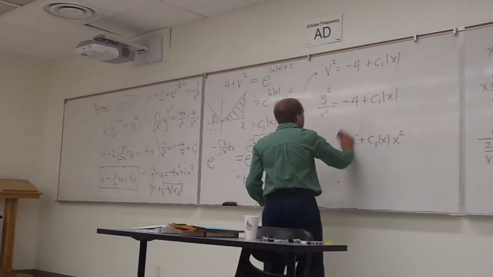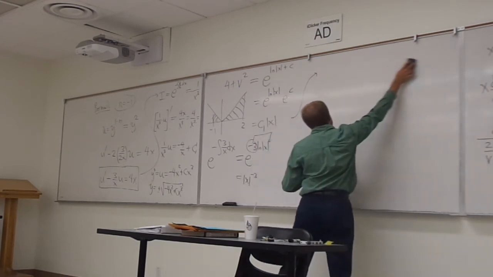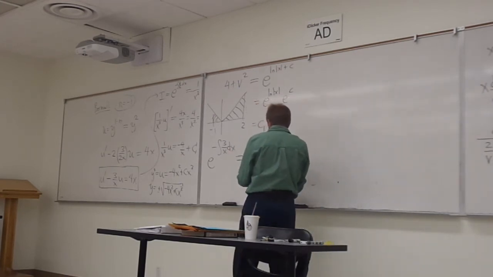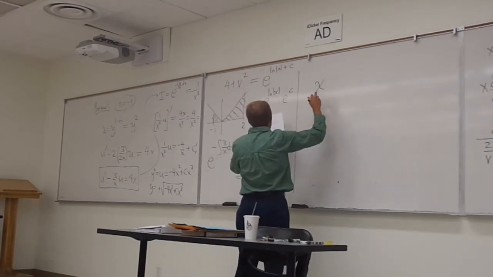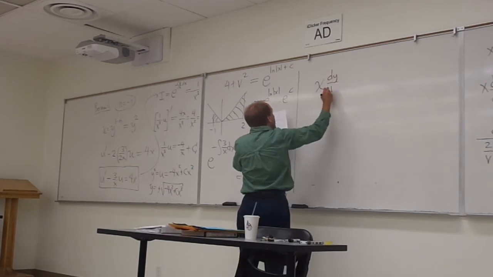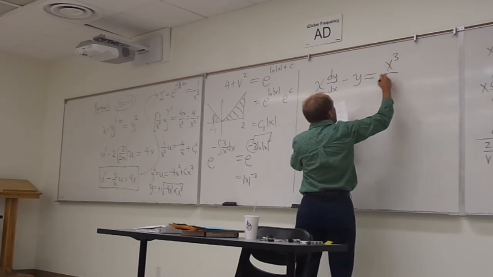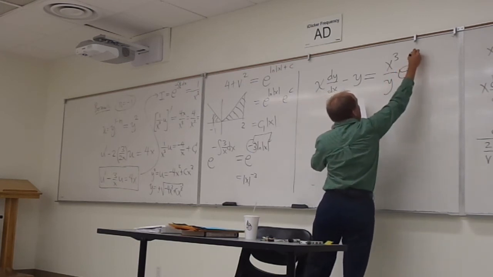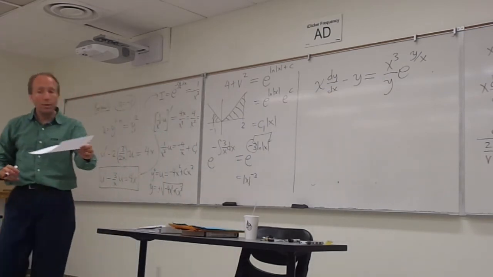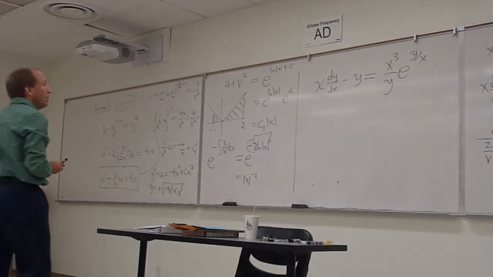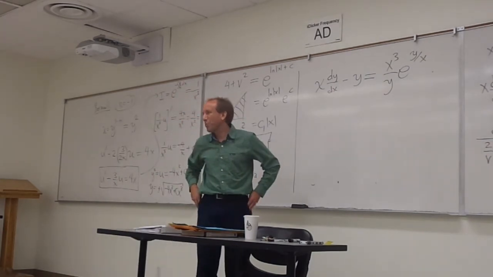Oh, you know what? It should have stumped you a little bit. It should have, because it's a little bit weird. So Zach is asking me about this problem in the review packet: x dy/dx minus y equals x cubed over y times e to the y over x. That equation turns out to be none of the above in terms of our four types of equations. You can't separate it.